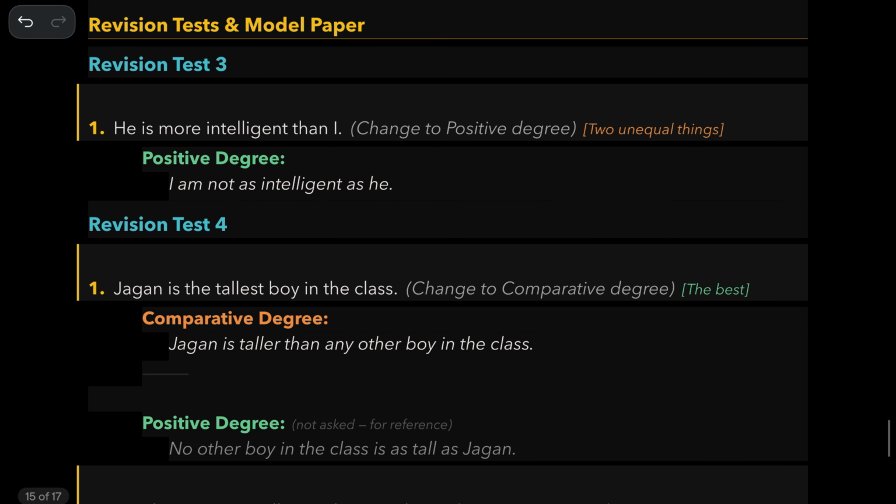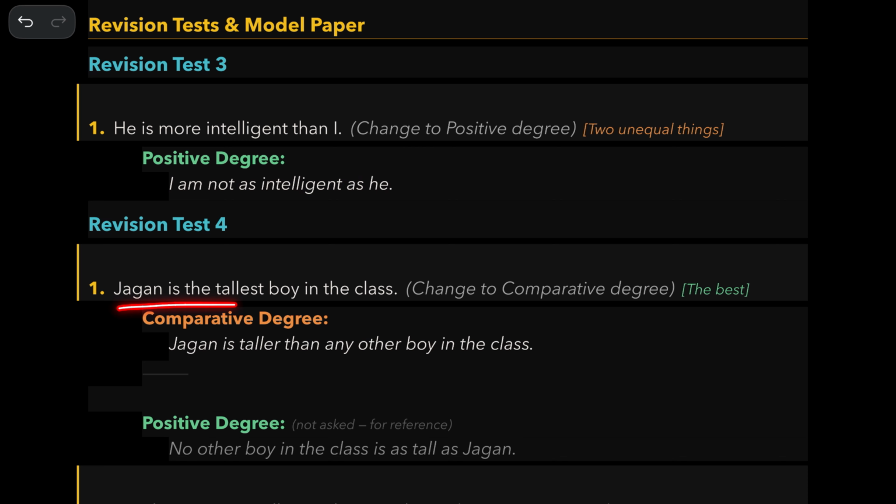And there are a few more questions in the revision tests and model papers as well. He is more intelligent than I. This is a perfect instruction. This belongs to the pattern with just two things, unequal things. Fourth pattern. I am not as intelligent as he.